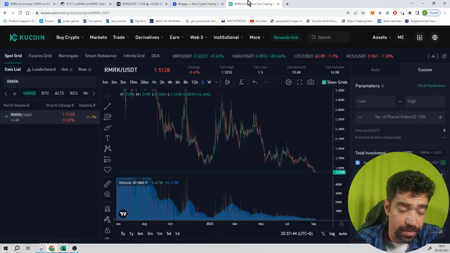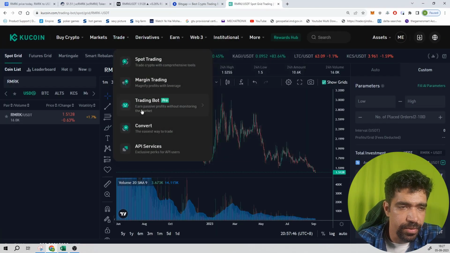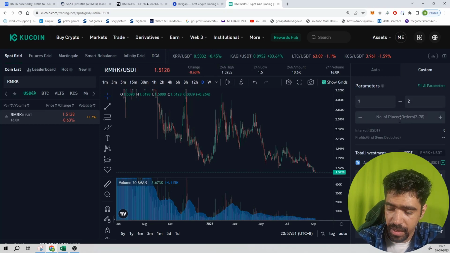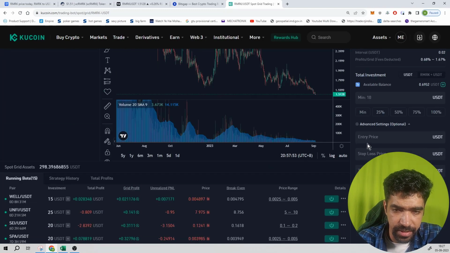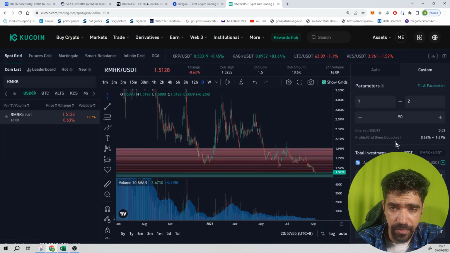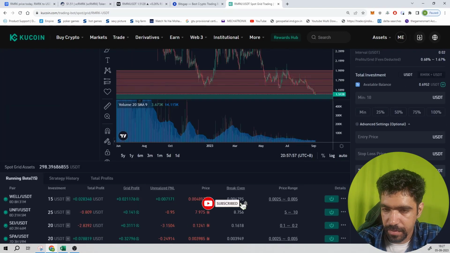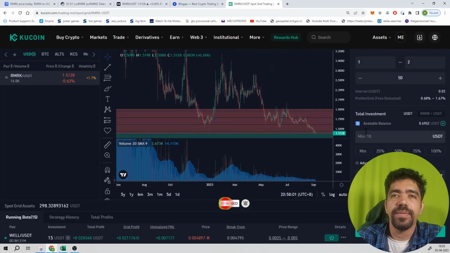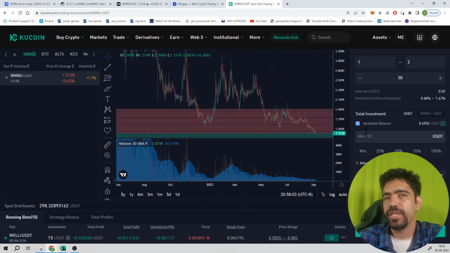Now let us see how we can set up the same bot using KuCoin Exchange. Go to trade, go to trading bot, RMRK, click on this. Low price is $1, high price is $2. Let us keep number of levels as 50. Investment required is $10. Entry price not required, stop loss not required, and take profit price can be $2.01. So after entering all the parameters, you can set up the bot of the RMRK token using KuCoin Exchange itself. So that's it for this particular video, and I'll see you in the next one.